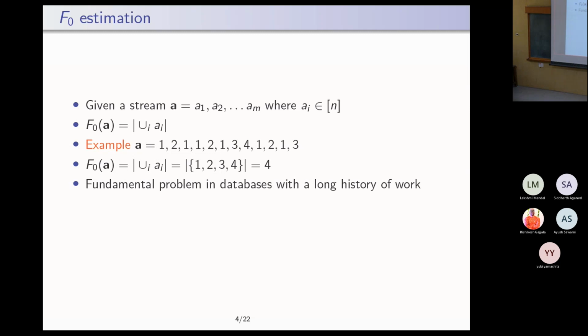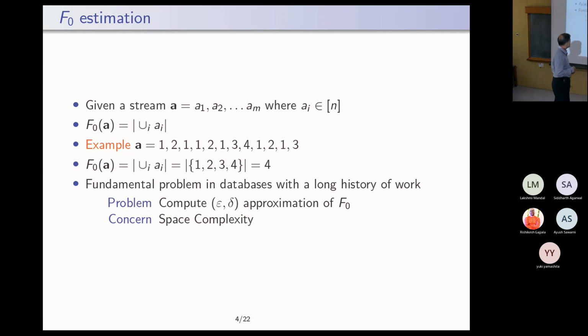And again, this is a fundamental problem in databases and in the streaming community with a long line of work. The problem here is really finding a streaming algorithm that minimizes the space complexity. Of course, you could always just keep an exact histogram of the data that comes in. Whenever you see an element, you check whether you have seen it before or not, and then use that to count the number of distinct elements. But that takes space which is the size of the universe.